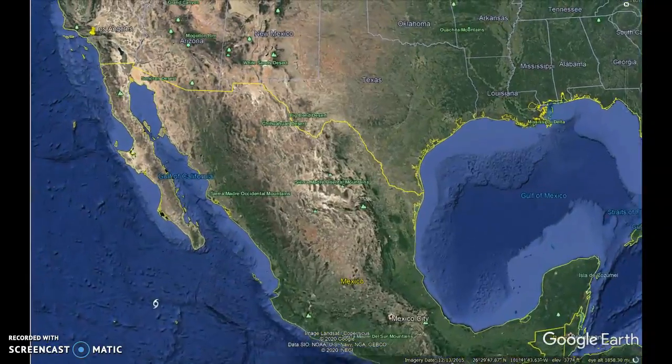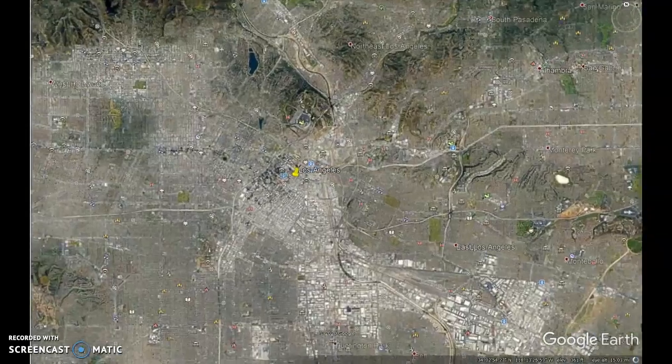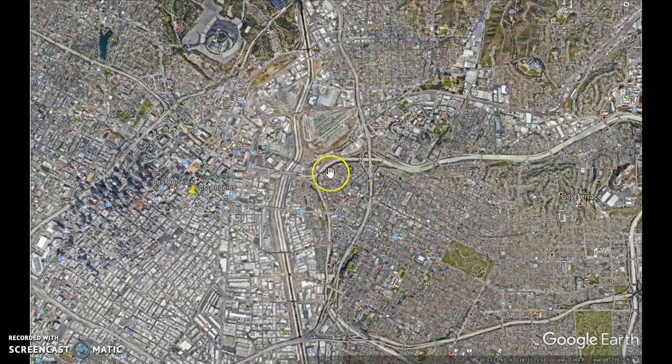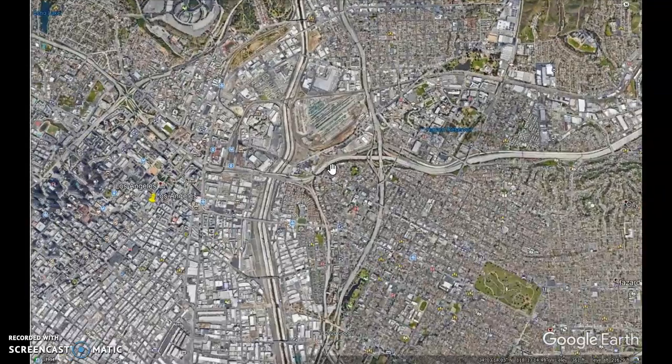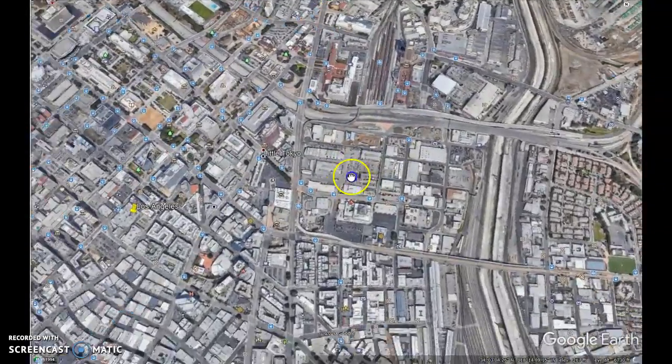Los Angeles is located in the region of Southern California where earthquakes are a common occurrence. This is due to the presence of the nearby San Andreas Fault. And a fault is a zone of fractures between two blocks of rock, and in this case, the San Andreas Fault is the boundary between the North American and Pacific plates.